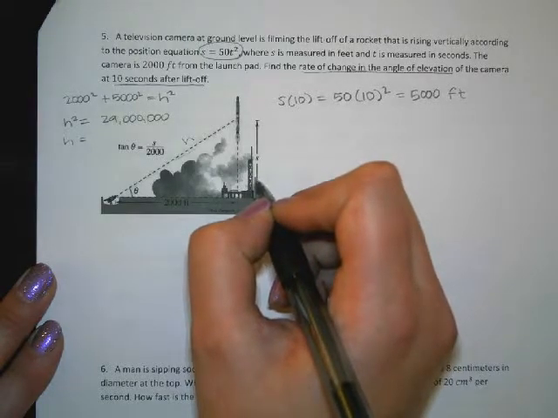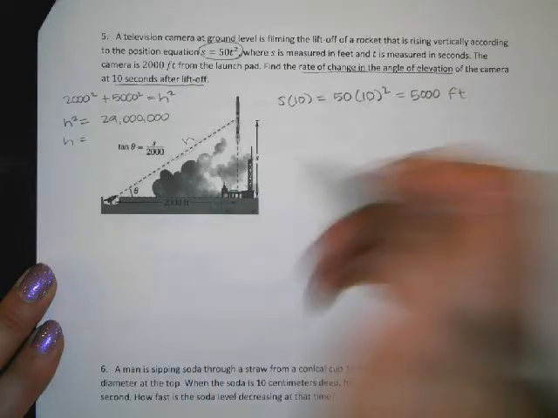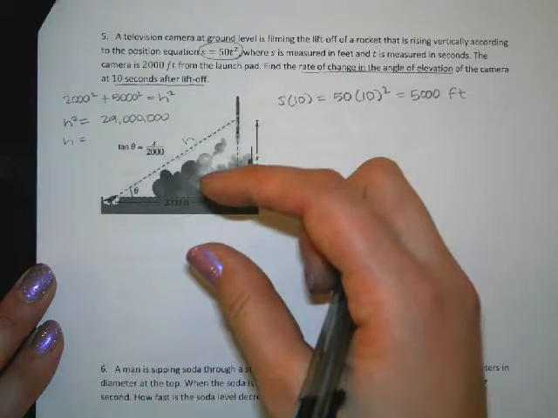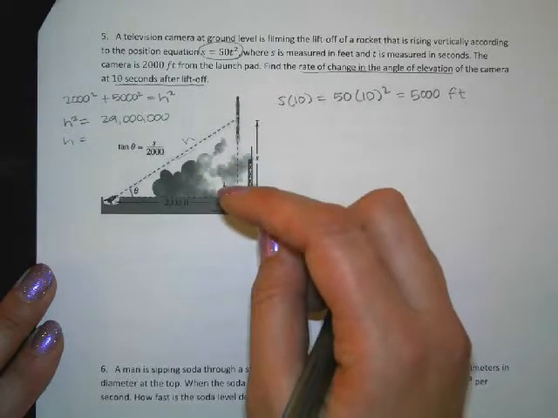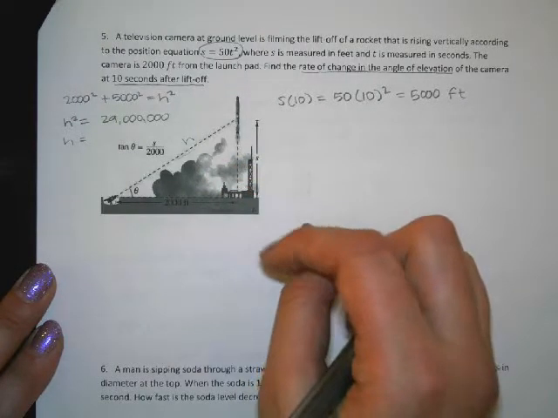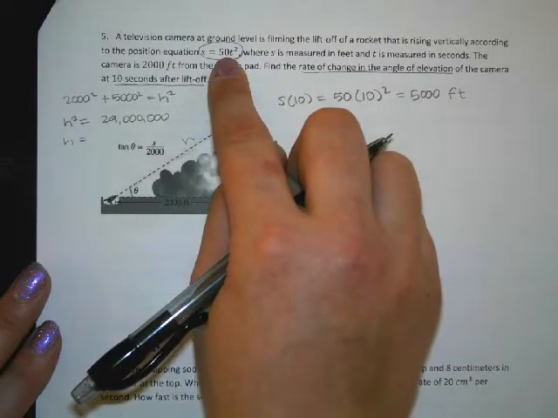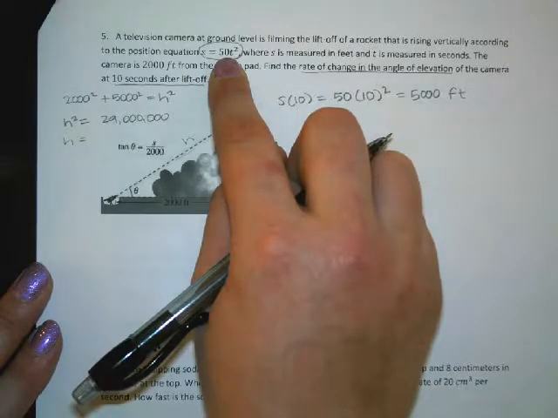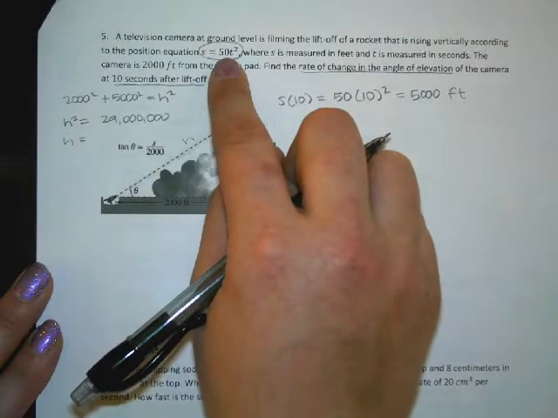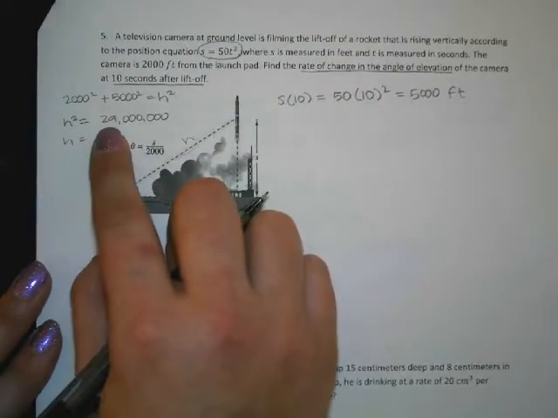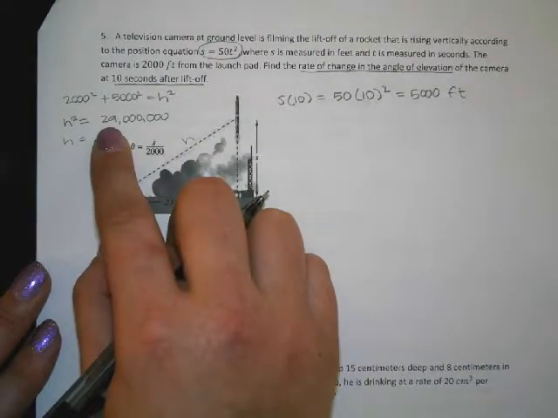Because it's not a rate, it's just a length. The reason is because distance is rate times time. So if you think that your rate is feet per second, and then your time is seconds, your feet per second and your seconds cancel, and then you just get feet. All right, so if you plug that in, you get 29 million.